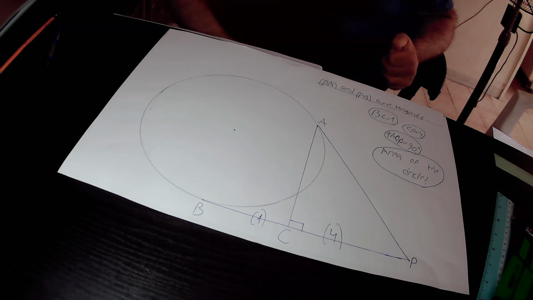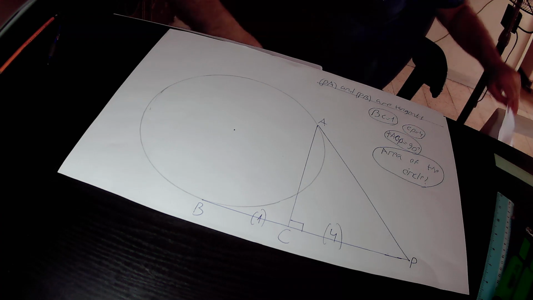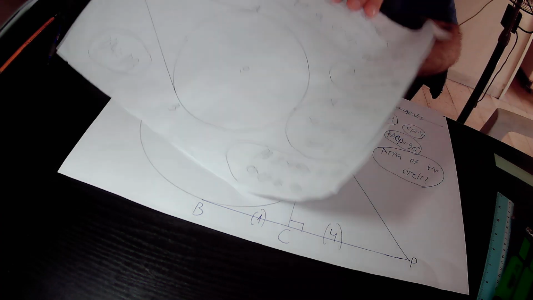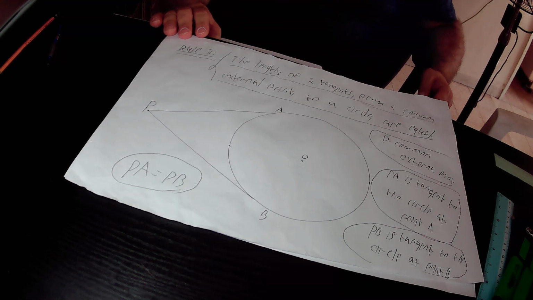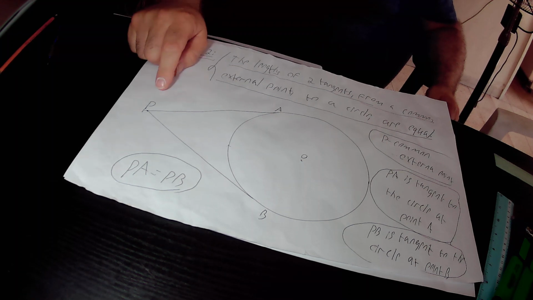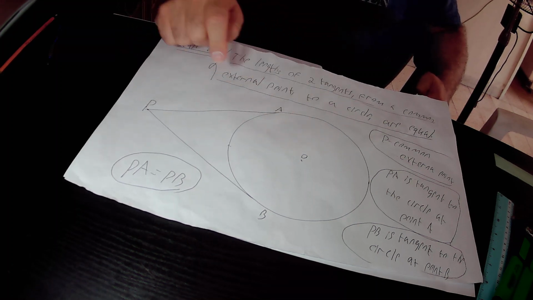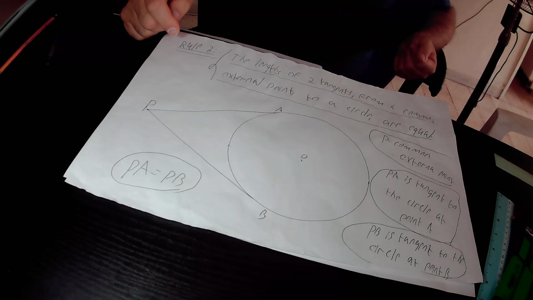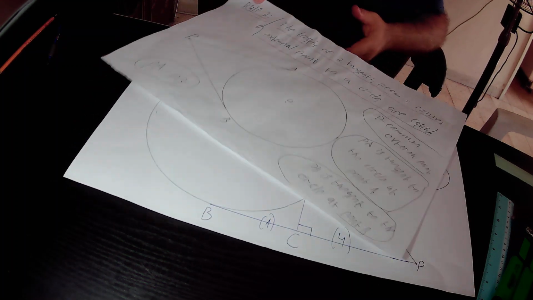First of all, we can implement rule 2. So I'll repeat quickly rule 2. According to rule 2, the lengths of two tangents from a common standpoint to a circle are equal. So from this common standpoint point P, we have two tangents, tangent PA and tangent PB, and according to this rule 2, they are equal to each other. That is to say, PA equals PB. So we can implement rule 2 in our drawing.